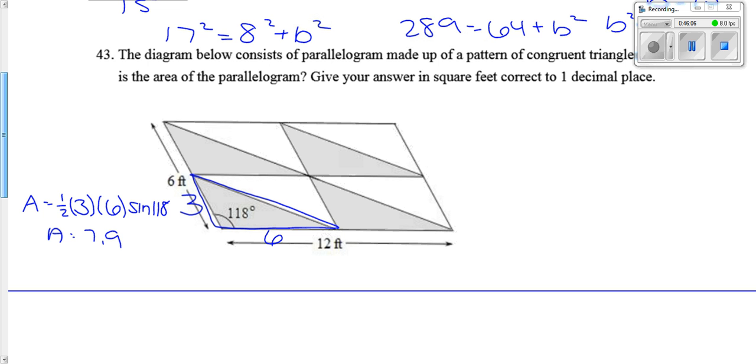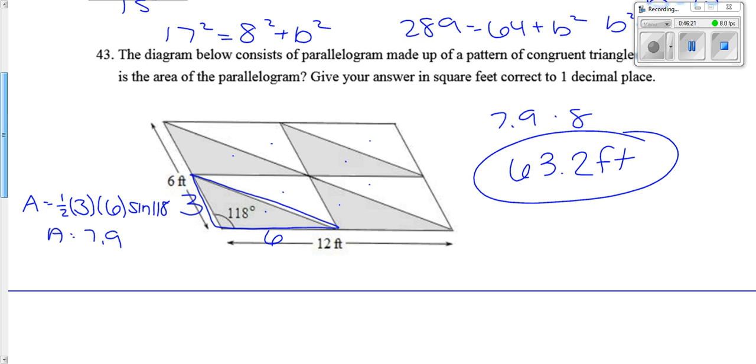And there I have to multiply that by 1, 2, 3, 4, 5, 6, 7, 8. 7.9 times 8. So the full area is 63.2 feet squared.